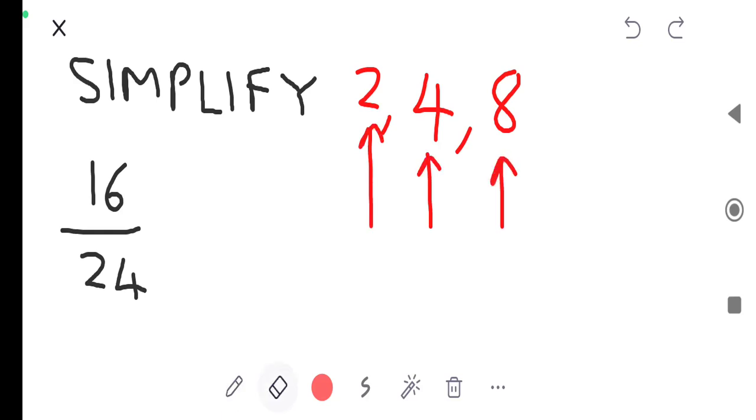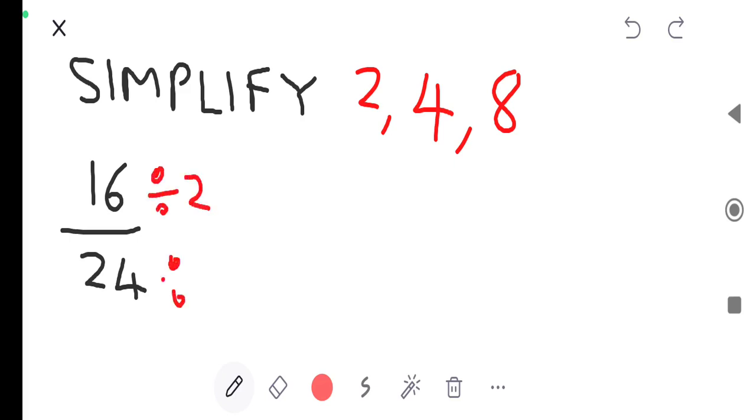Now, if you are starting with 2, you will go to the top, you write divide by 2, go down to the bottom and write the same thing, which is divide by 2, because you must divide the numerator and denominator by the same number. 16 divided by 2 is 8, 24 divided by 2 is 12.